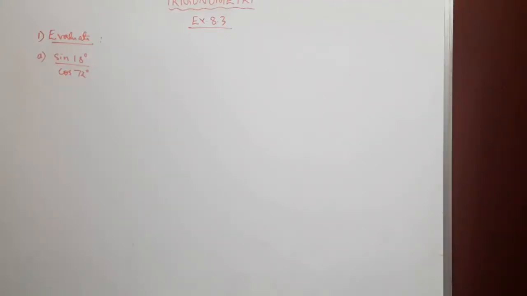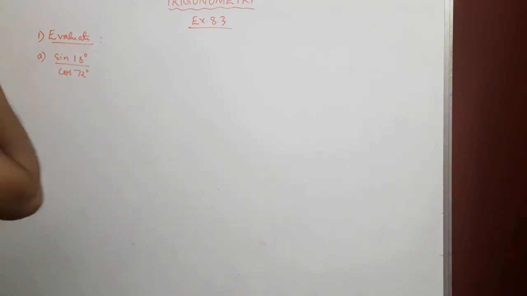Hello students, in this video we will be solving problems from exercise 8.3 and our first question is to evaluate, and under that we will have a few problems to solve. So our first problem is sine 18 degrees upon cos 72 degrees. Now this comes under the complementary angles that we learn with respect to trigonometry.